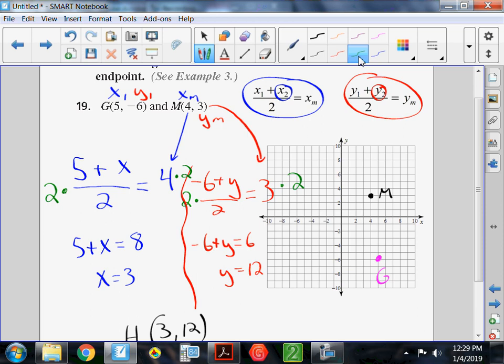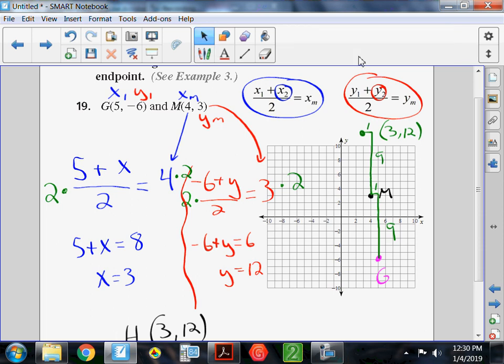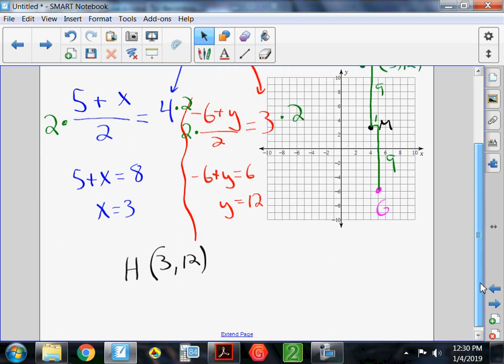To go from G to M, you'd have to go up 9 and over 1. And so if you went up 9 more, 3 plus 9 would be 12. And over 1 more, you would get the second endpoint, which is 3, 12. I kind of like that way better, but if you are working with decimals or something where it's not easy to graph and figure that out, you do need to know the algebraic side or way of doing it.